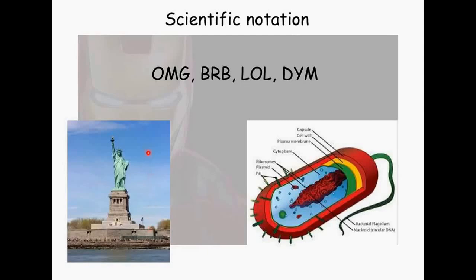Like if you were trying to talk about the height in centimeters of the Statue of Liberty, whoa, that's a really big number. Or really small numbers, like, I don't know, the length of the cytoplasm on this cell. It's a very, very small number. So in order to abbreviate like these, do your math, we're going to use something called scientific notation. It's a way of writing very big numbers or very small numbers.